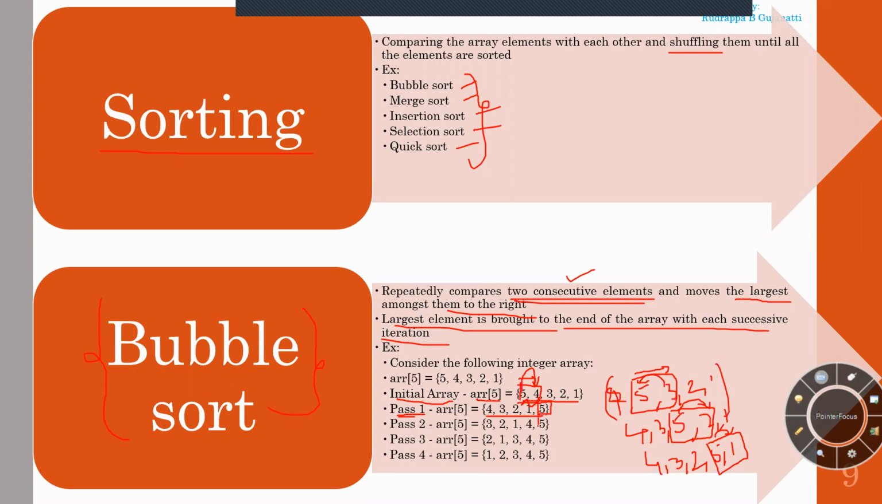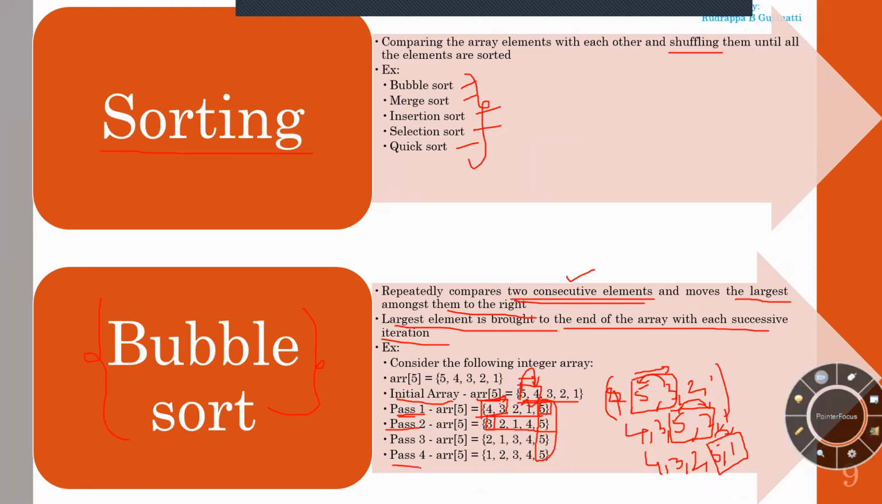So once you have done the first pass, there is no need to look at this value. This will be the largest as compared to the previous ones. In the next pass, you again apply the same concept. So this is the initial array. 4 and 3 are compared. 4 is larger, so it is moved towards the right. So this continues. 3 will be here, and at the end of pass 2, this will be the arrangement.